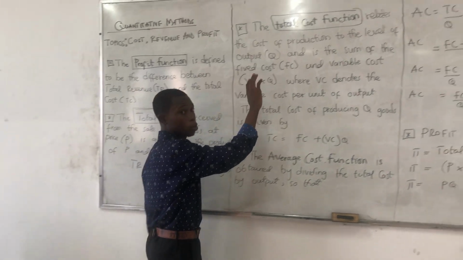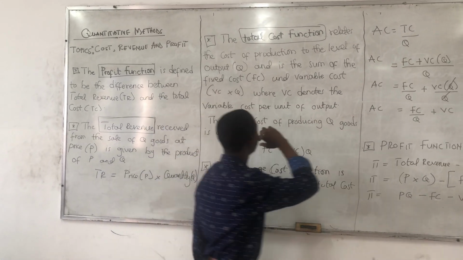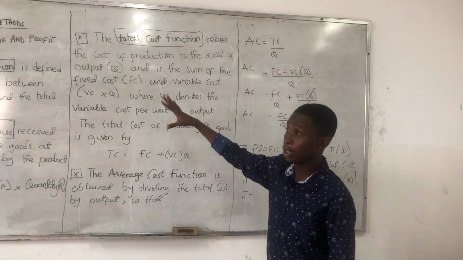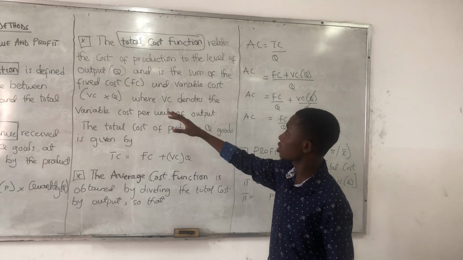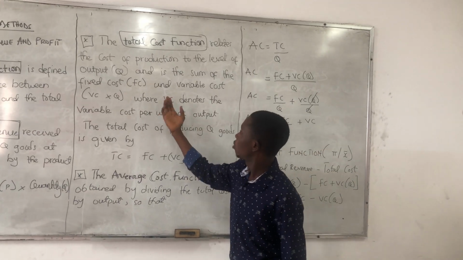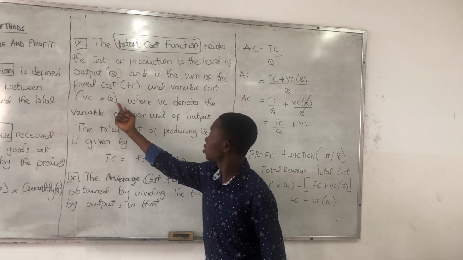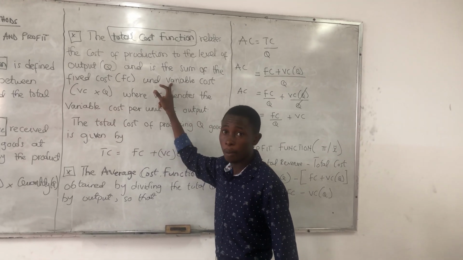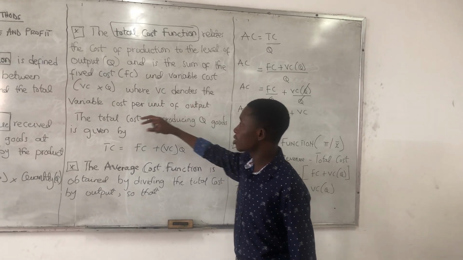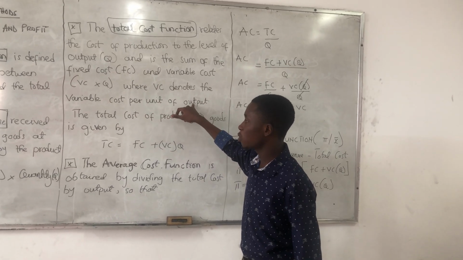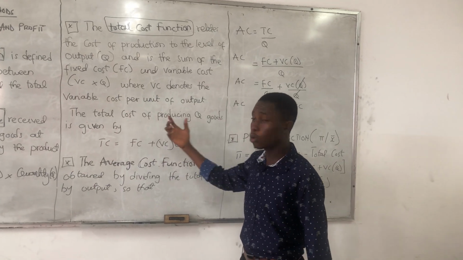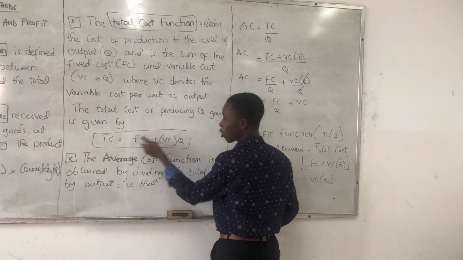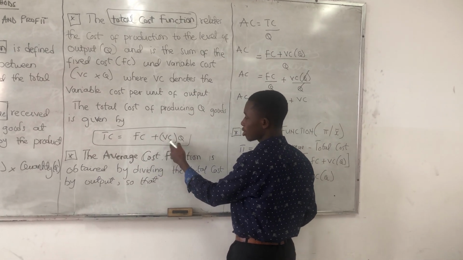Okay. We have the total cost function. The total cost function relates the cost of production to the level of output, which is Q, and is the sum of the fixed cost and variable cost times Q. So the formula for variable cost is variable cost times quantity. Where VC denotes the variable cost per unit of output, the total cost of producing Q goods is given by, so there's the formula for total cost. So total cost is equal to fixed cost plus variable cost times quantity.